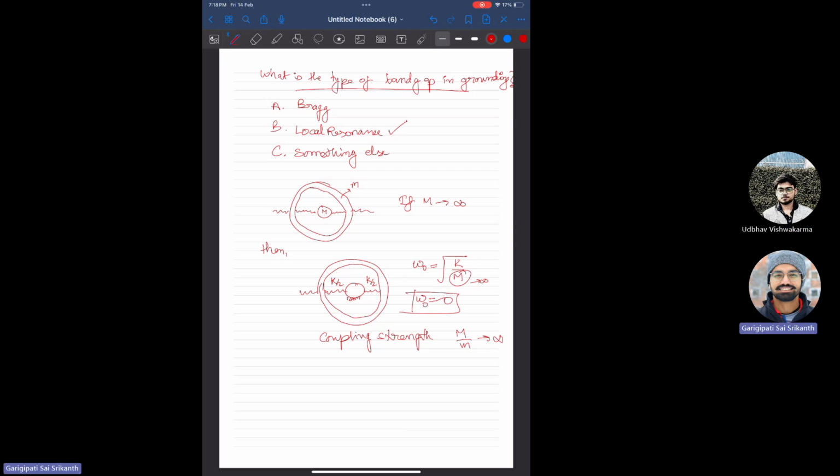But there is a trick. Things are not so straightforward, of course. Rajesh sir told me it's not that simple. So we'll see what the trick is. If you really go into extremes, you could even relate Bragg with local resonance.